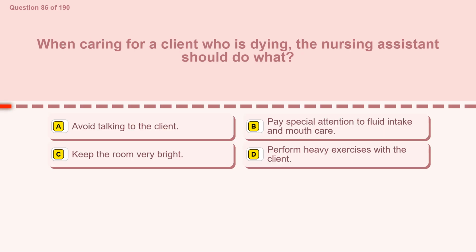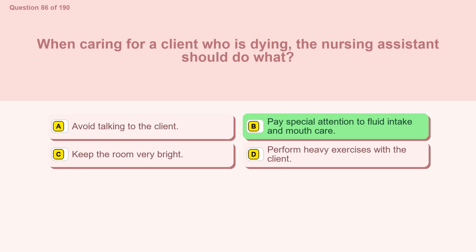Question 86. When caring for a client who is dying, the nursing assistant should do what? Option A. Avoid talking to the client. Option B. Pay special attention to fluid intake and mouth care. Option C. Keep the room very bright. Option D. Perform heavy exercises with the client.